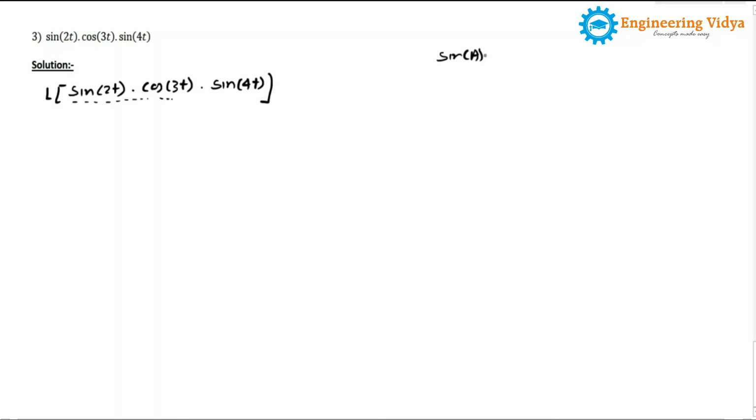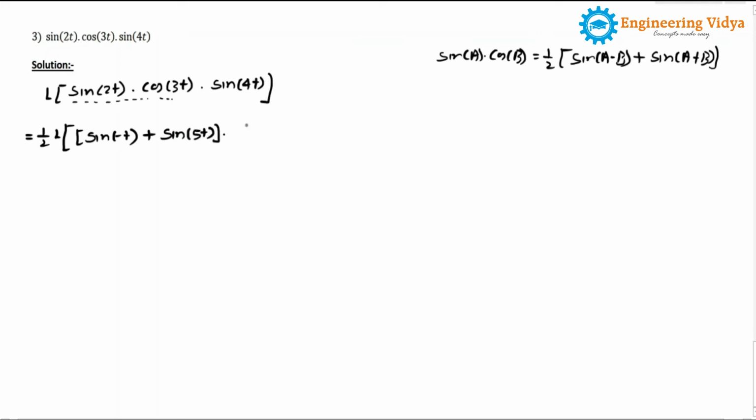The formula for sin a into cos b is nothing but equal to 1 by 2 of sin(a minus b) plus sin(a plus b), right? And by using this formula, we can convert the multiplication into a plus sign, right? Since 1 by 2 is a constant, it will go to the outside. So here we'll write the Laplace transform of sin(a minus b), since 2t minus 3t will be minus t, so sin of minus t will be there, and then plus 2t plus 3t will be 5t, so sin 5t will come, right? I hope the things are very clear to you now.